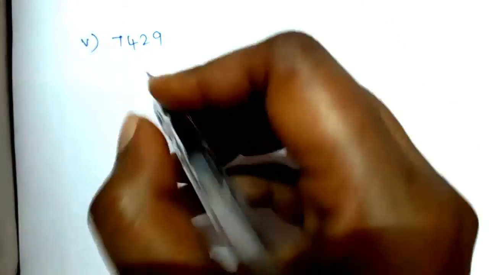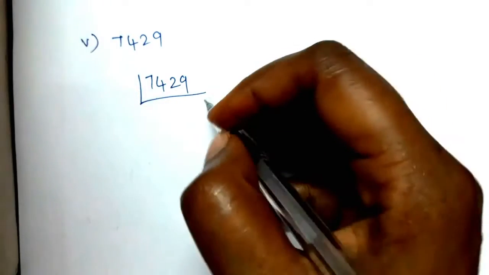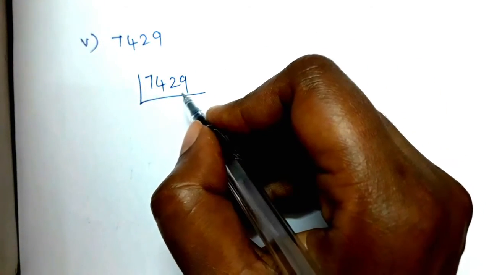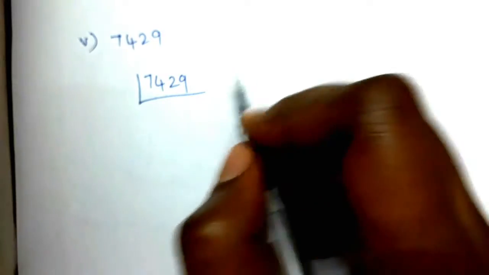Question number 5: 7429. This is not an even number, so we cannot divide by 2. The sum of the digits is not a multiple of 3, so now we cannot divide by 3 also. Likewise we have to check.